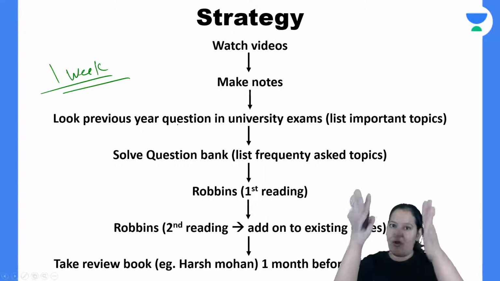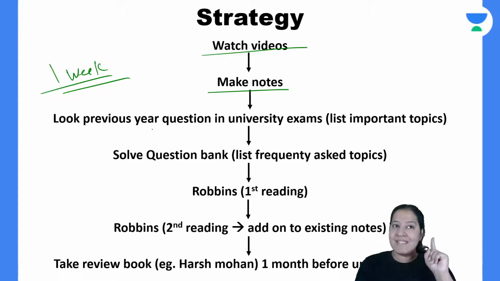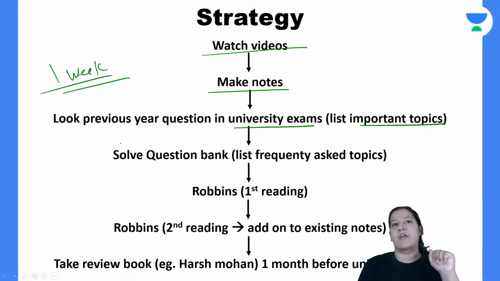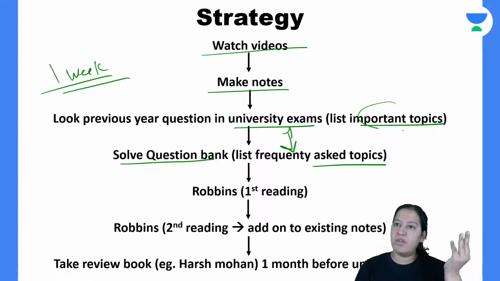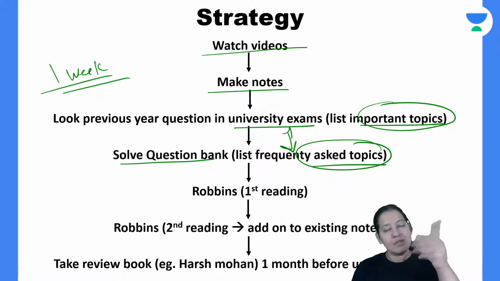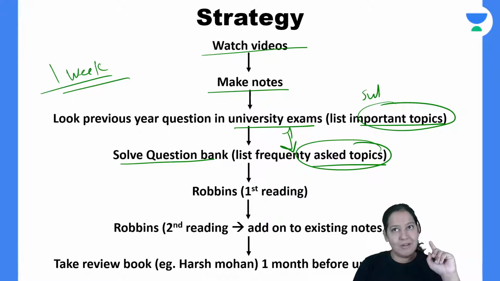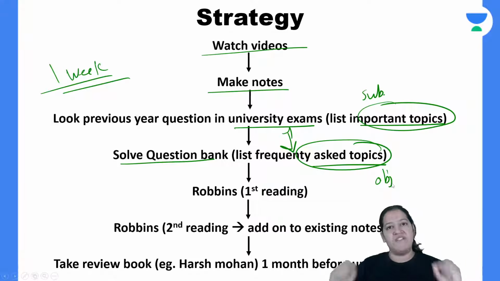And please follow the sequence. First, watch the videos available to you. Make your own notes. Then see the important list of topics from university exam previous year questions. Then see the important topics from the MCQ point of view. It is not necessary that both should coincide. The important topics for university exams are different and the important topics for MCQs are different. You have to see both because you have to solve the subjective exam also, the objective exam also. So the topics may differ. You have to list them, write them 1, 2, 3, 4, 5, enumerate them.